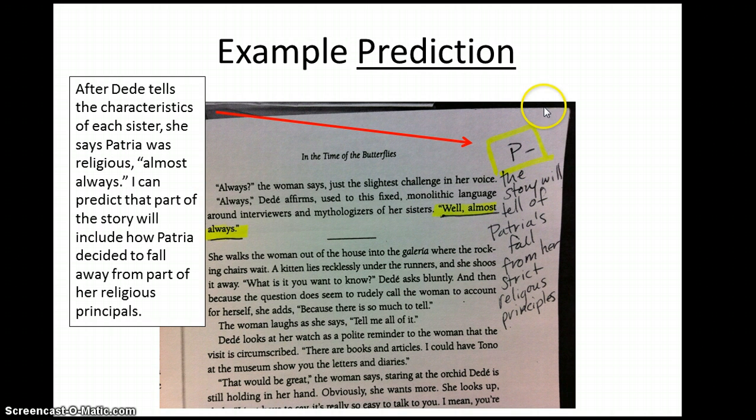Here's an example prediction. From chapter 1 that we've already read, in which Dede meets the journalist for the first time and shows her her home, after Dede tells the characteristics of each sister, she says Patria was religious, almost always. I can predict the story will include how Patria decided to fall away from part of her religious principles. As you notice, I use the P, as well as highlighting and underlining the point where Dede says, well, almost always, making the prediction that the story will tell all of Patria's fall from her strict religious principles.